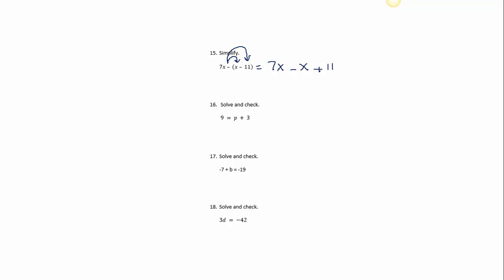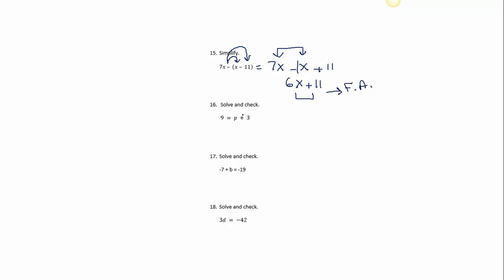Because the minus sign will change the signs of the terms inside the parentheses. So these two are called like terms. We have a 7x, we have a negative 1x, that's a 6x plus 11. These two are unlike terms, final answer, okay? So we can't do any more on 6x and 11 because they're unlike terms. We cannot combine them.